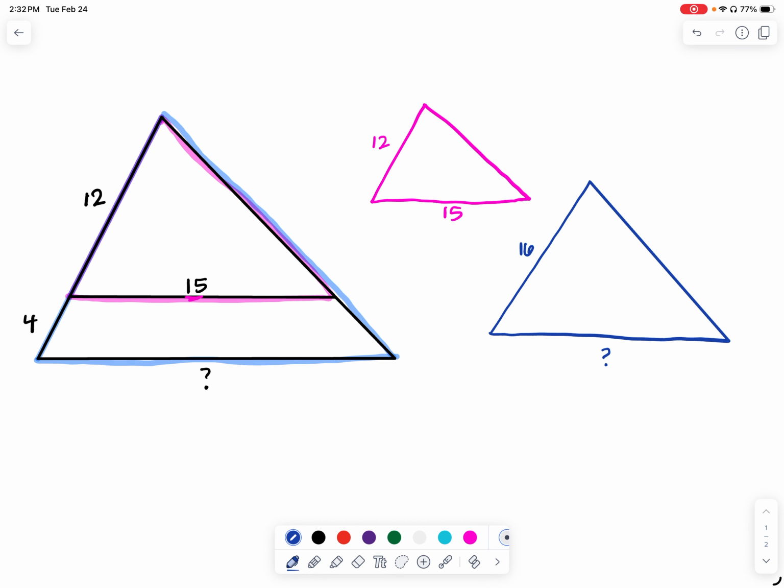Okay, so now I have two similar triangles. This is really a lot like the last example I just looked at, and I can set up a proportion, two fractions, and I can compare 12 to 16 and 15 to the unknown side. There's other ways I could choose to set up that proportion. But that would allow me then to cross multiply. So I'm going to multiply 16 times 15 and then divide by 12.